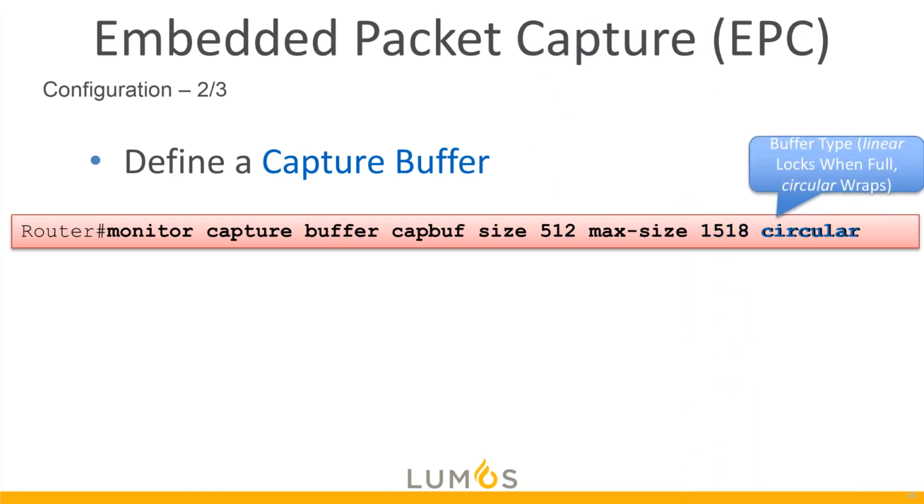Now circular, are we going to have linear, which essentially at the time the packet capture or buffer becomes full, we'll simply stop capturing traffic and not write any more? Or circular is going to wrap back around and overwrite. So be very careful with circular. Certainly make sure that you know what it is you're doing and that you intend to overwrite the traffic.